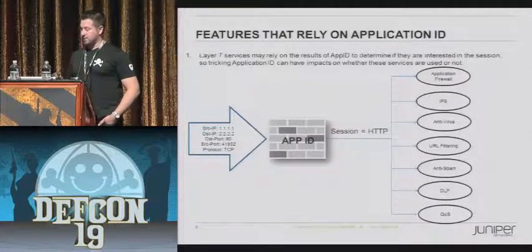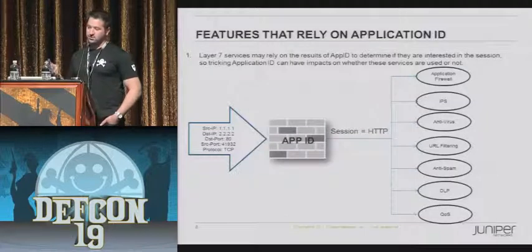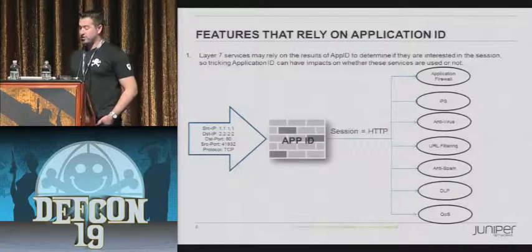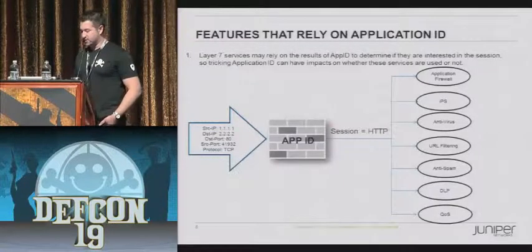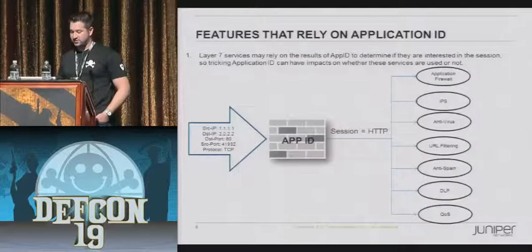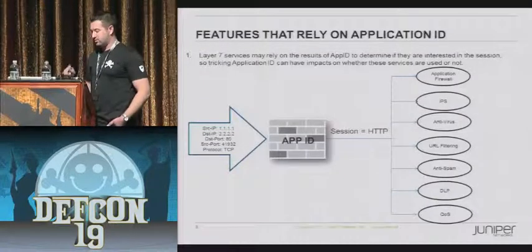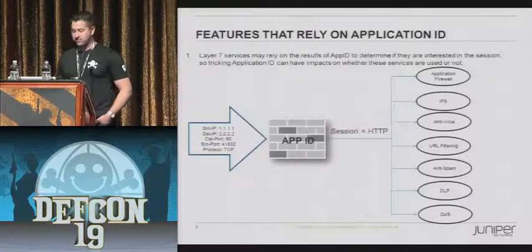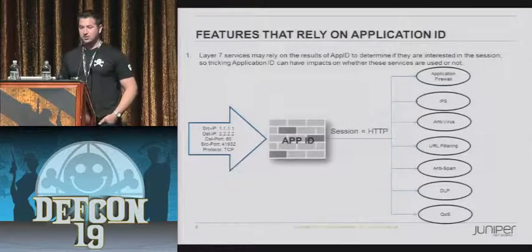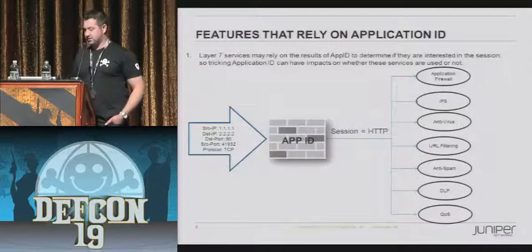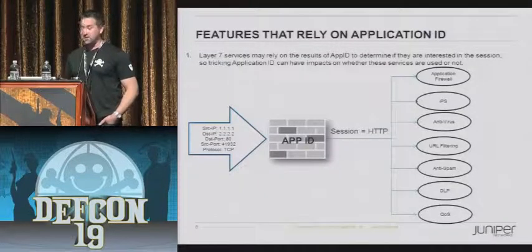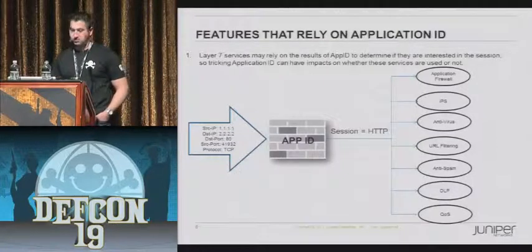It can be leveraged by the IPS engine for detecting what applications are running, so it knows what type of inspection to do: antivirus, URL filtering, different applications, QoS. There's a lot of things that are relying on the information being gleaned from the App ID engine to be able to make effective decisions. And because of that, that also means that if you can potentially trick the App ID engine, then you can potentially bypass these other layer 7 services as well.